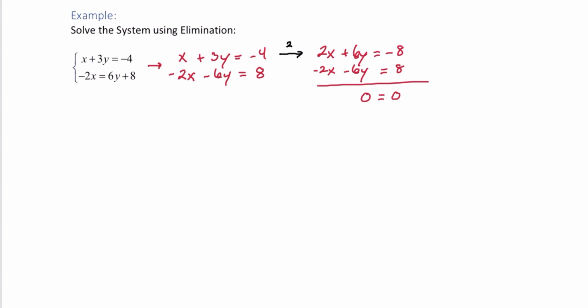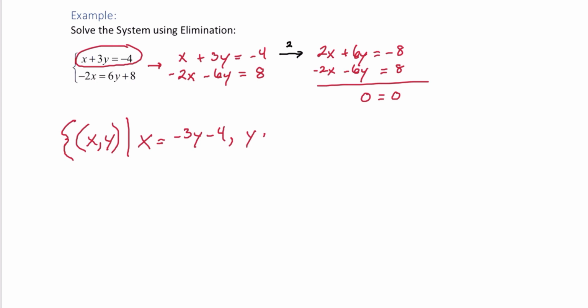But the way we write our answer is a little involved. We're going to use set notation. We have all xy such that now we want to define one of the variables, typically x. So x equals, we want to solve one of the equations for x. So look at the top equation and let's solve that for x. X is equal to negative 3y minus 4. Now that we've defined what x is, y is simply any real number.